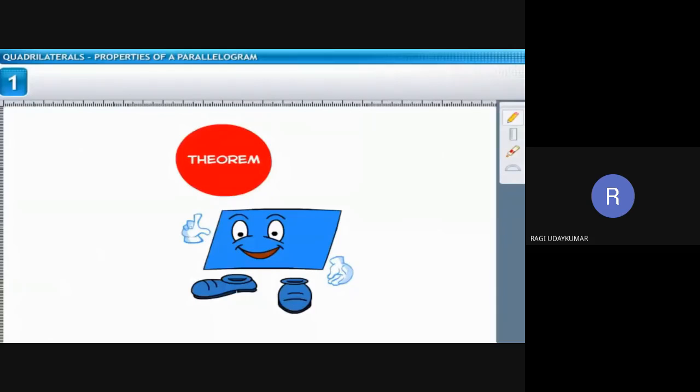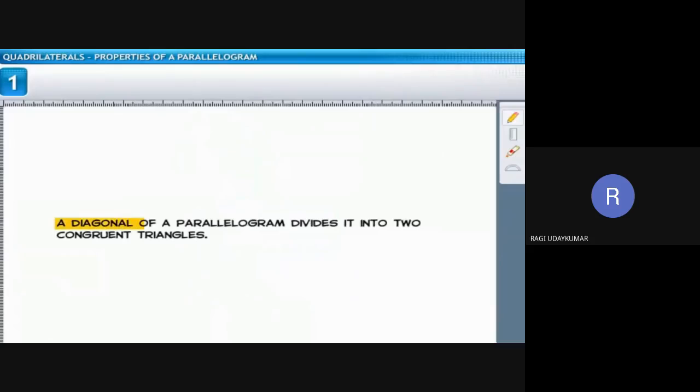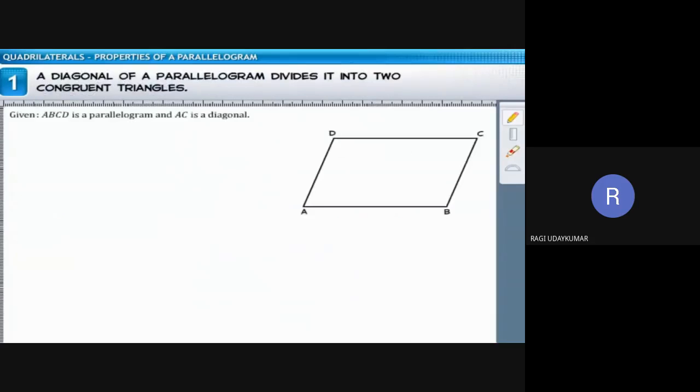The first theorem you see here is very important: a diagonal of a parallelogram divides it into two congruent triangles. Given that ABCD is a parallelogram and AC is the diagonal. And what we have to prove is that triangle ABC and triangle CDA are congruent. Naming the triangle is very important. ABC and ADC are not congruent; ABC and CDA are congruent.